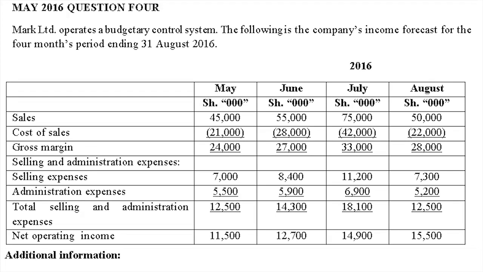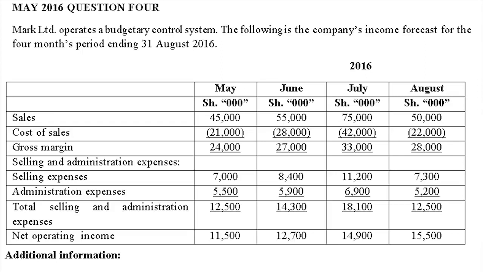The following is the company's income forecast for the 4 months period ending 31st of August 2016. We have the months of May, June, July, and August. The amounts are shillings in thousands. Sales 45,000, 55,000, 75,000, and 50,000 respectively. Cost of sales 21,000, 28,000, 42,000, and 22,000 respectively. Gross margin is 24,000, 27,000, 33,000, and 28,000 respectively.